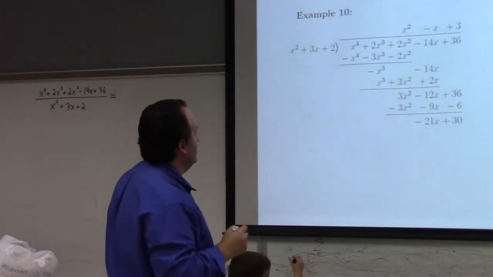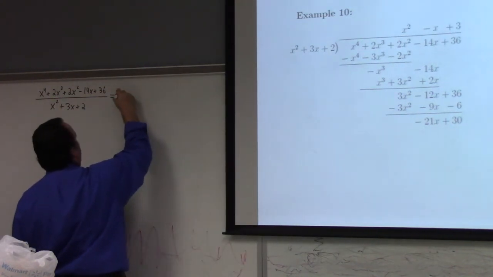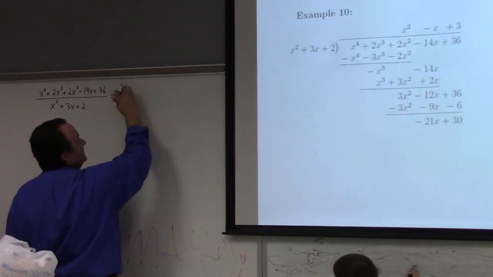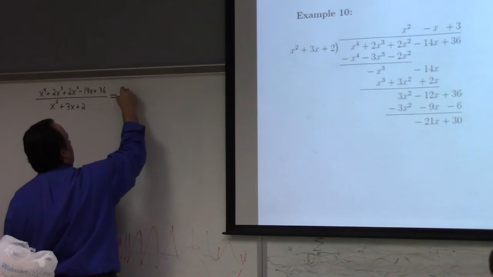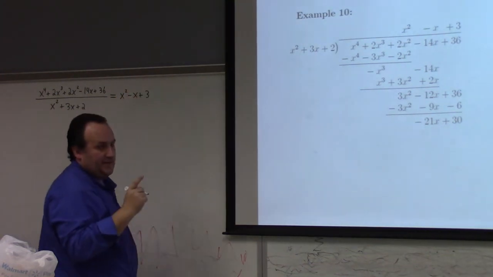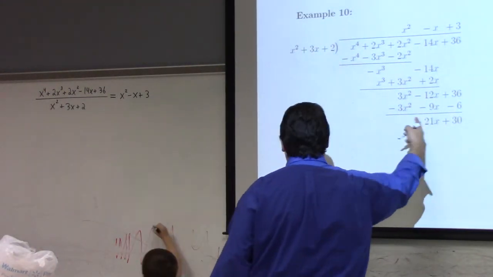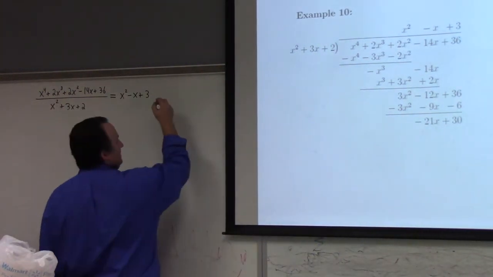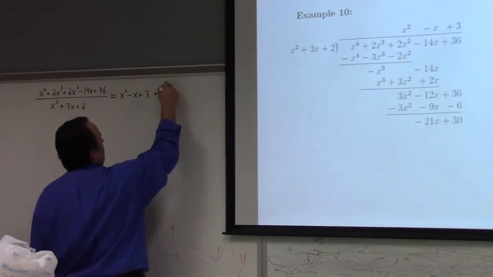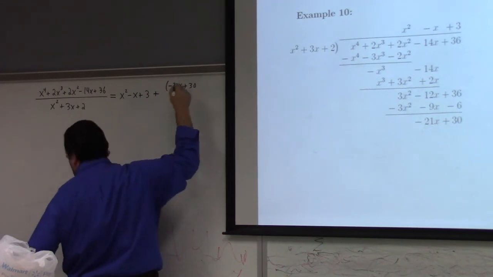Well, it is equal to x squared minus x plus 3. Excuse me, my bad. Oh yeah, x squared minus x plus 3, all right? And then here's the new thing for us. The remainder is minus 21x plus 30.